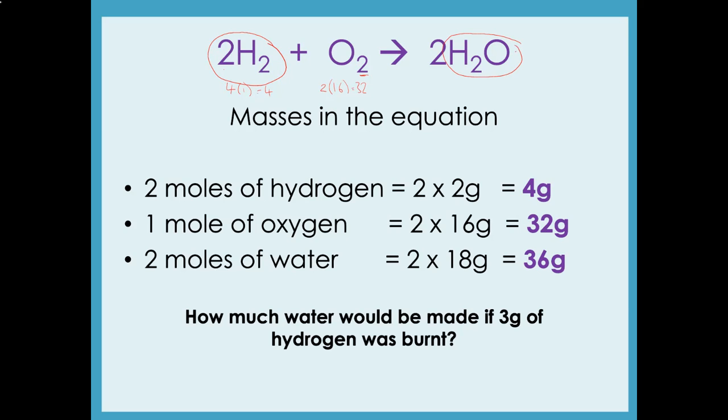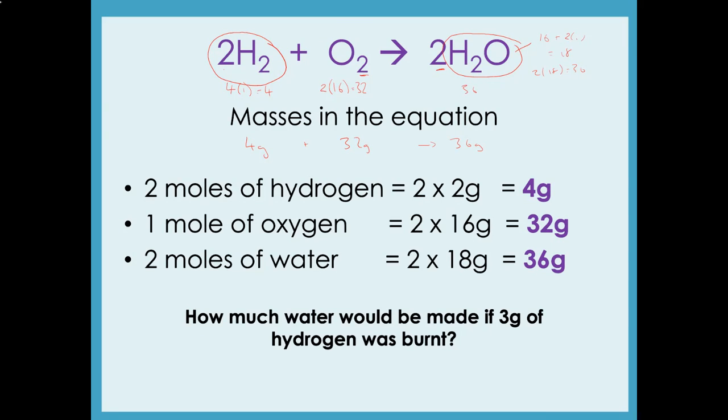And if I work out the relative formula mass of water, that's 16 for the oxygen and 2 times 1 of the hydrogens, that's going to be 18. But I've got 2 of those, so 2 times 18 is going to be 36. So what that means is that 4 grams of hydrogen reacts with 32 grams of oxygen to give me 36 grams of water. Now, if we've done this correct, then from conservation of mass, we know that the mass of the reactants equals the mass of the product. So 4 plus 32 gives us 36. So we can be confident we've done that correct.